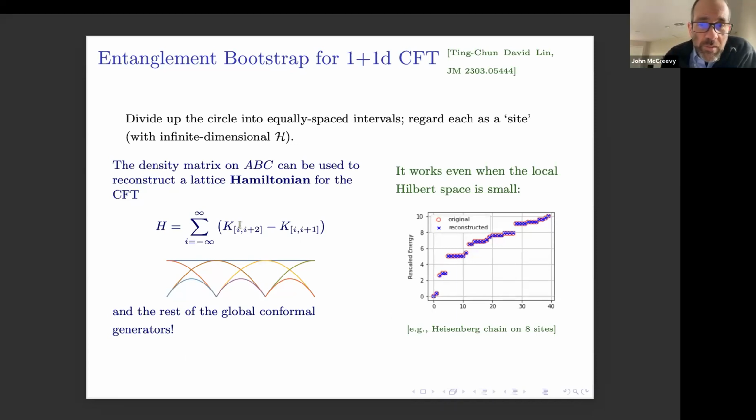So it's a very robust formula that is exactly true in CFT, but it works even when the local Hilbert space is small. In fact, there's a similar formula for the rest of the conformal generators as well: for the momentum, for the angular momentum, for the dilatation operator, and for the conformal boost.